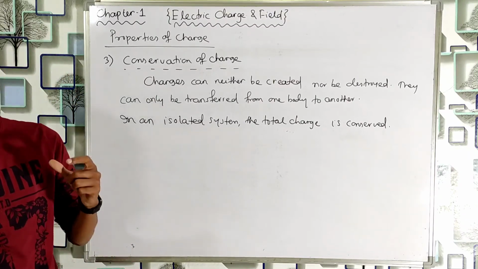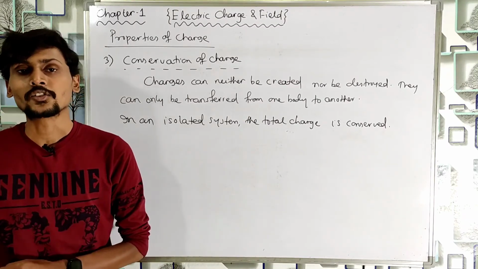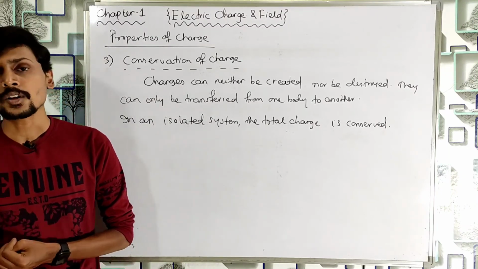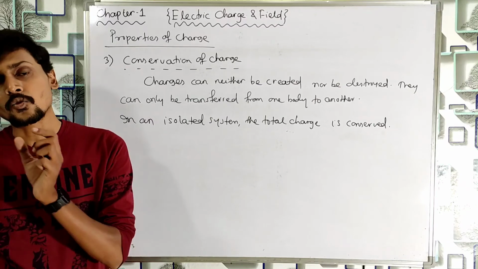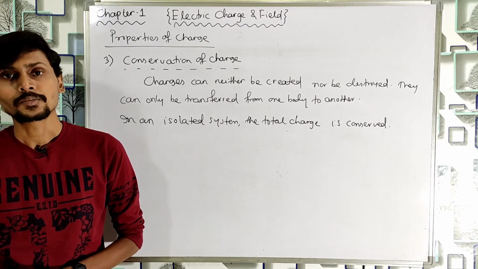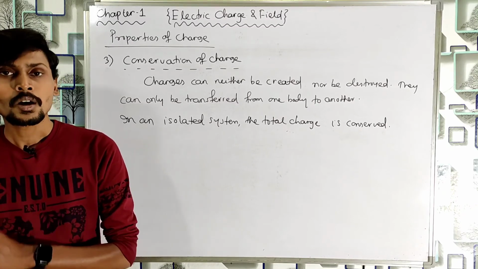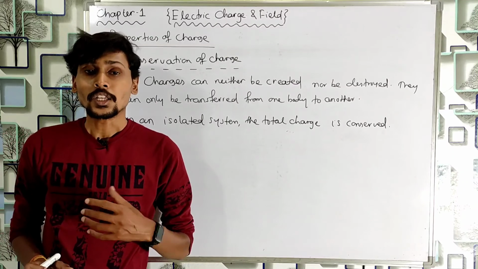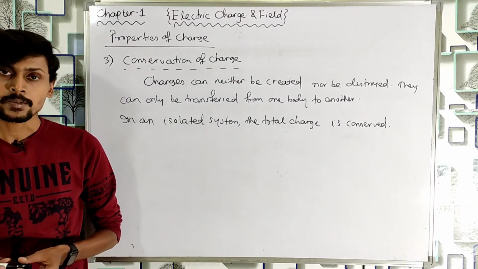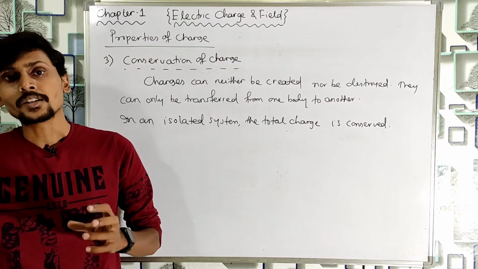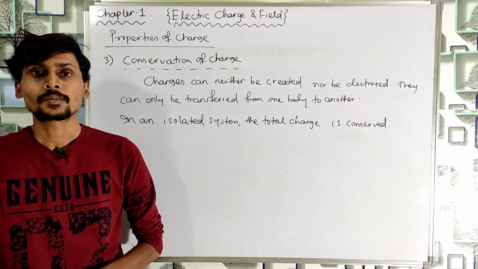So these are the three basic properties of electric charge. The first one is the additive nature or additivity of charge. The second one is the quantization of charge. The third one is the conservation of charge. Hopefully you have understood all these concepts: the meaning of charge, the units of charge, and the types of charges. Then we discussed the three basic properties of charges.